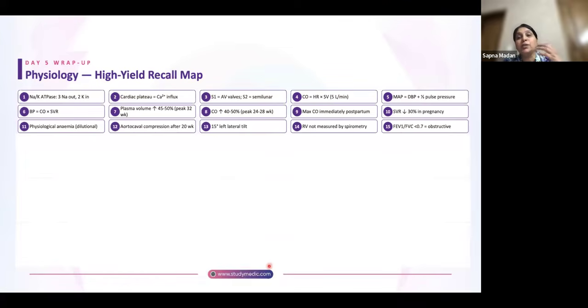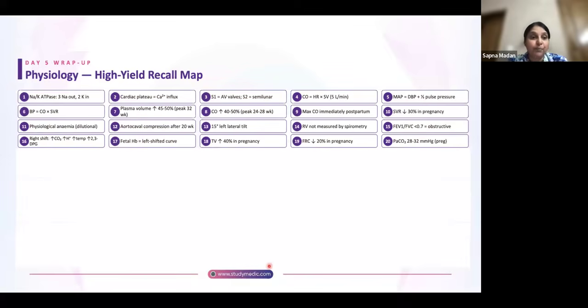Aortocaval compression is prominent after 20 weeks, and the management is 15 degrees left lateral tilt. Residual volume is not measured by spirometry, and if the ratio of FEV1 by forced vital capacity is less than 0.7, then you're dealing with an obstructive lung pathology.